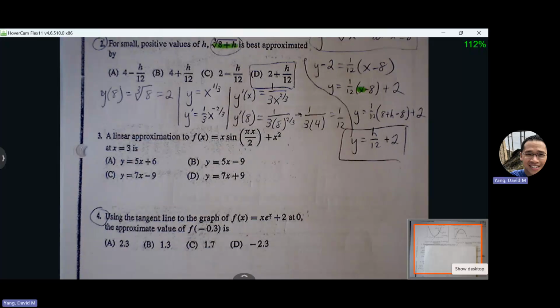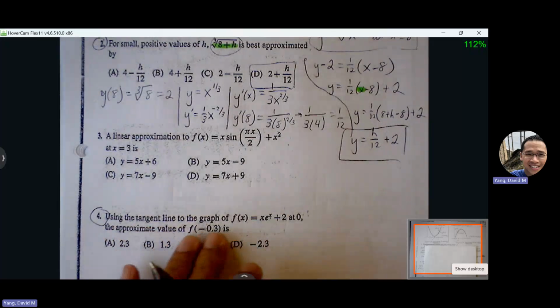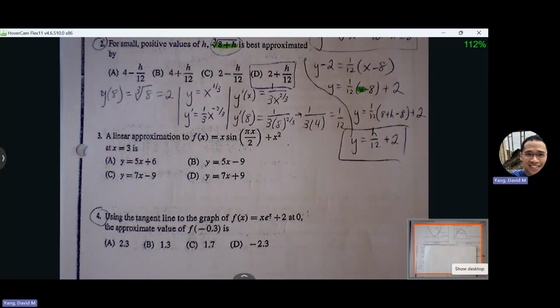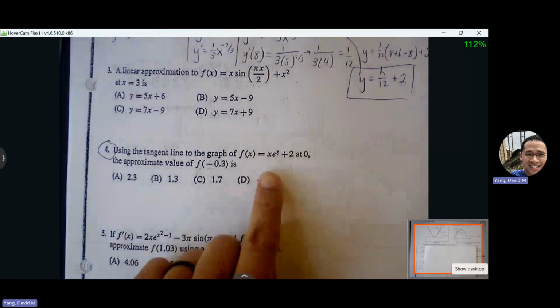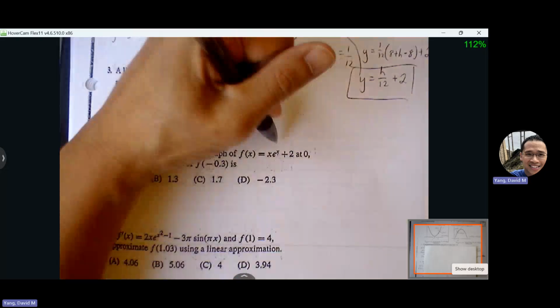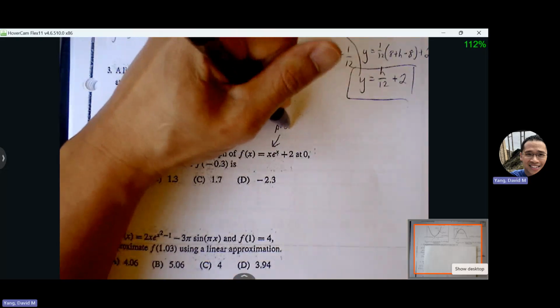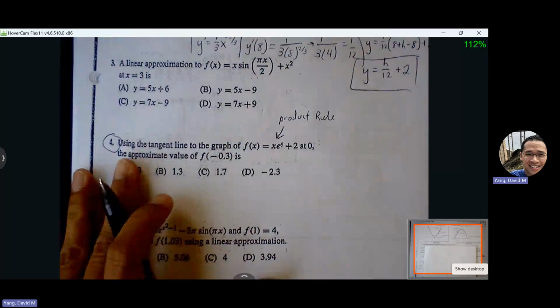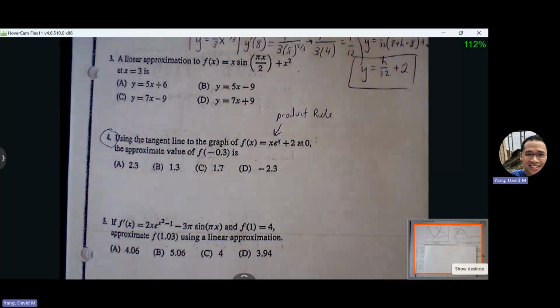All right, try number 4. Use the tangent line to the graph at x equals 0 to approximate f of negative 0.3. So use the x equals 0 to find your order pair, find f prime. But just talk about briefly here, to find f prime, what process is needed here? Yeah, product rule. Just keep in mind that product rule is going to have to be involved as you build your derivative. So find your order pair, find your point.